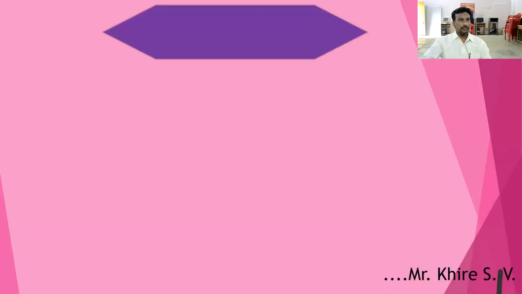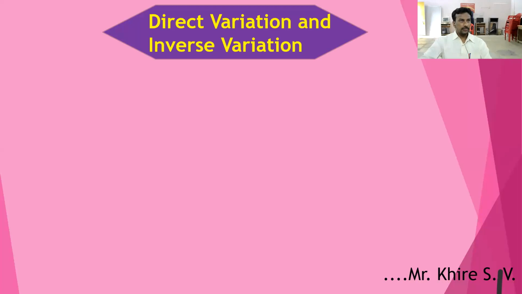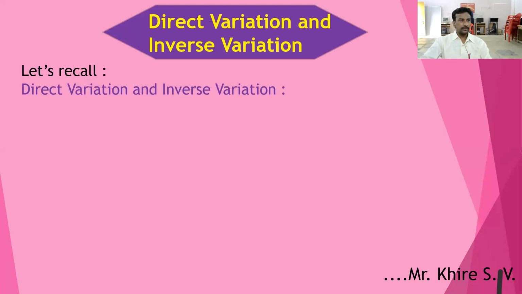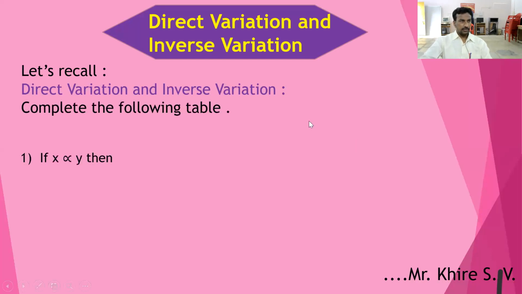You know variation. There are two types of variations. First is direct variation and second is inverse variation. These are types of variations. Now we will see, complete the following table. By using some examples we will see these two variations.